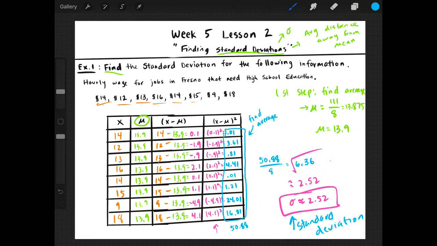Again, as you're finding the standard deviation, use one of these tables, because it'll make your lives a lot easier, and you're just going through and following the steps. We're going to look at some more examples in the third lesson, but we're going to keep doing standard deviations. That's what this week is focused on. If you have any questions, let me know.